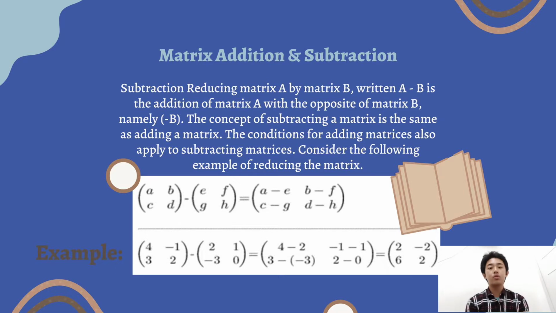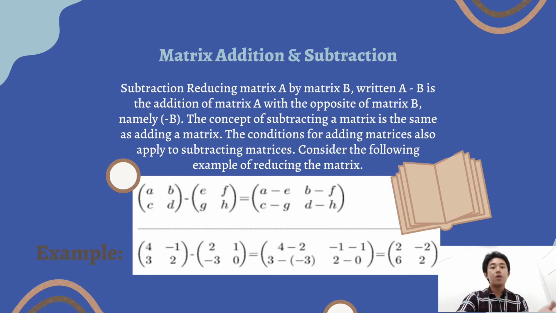So what we're going to do is subtract in the same row and the same column. So 4 minus 2, negative 1 minus 1, 3 minus negative 3, 2 minus 0. So 4 minus 2 equals 2. We put it in the first row and the first column. Negative 1 minus 1 equals negative 2. We write it in the first row, second column.